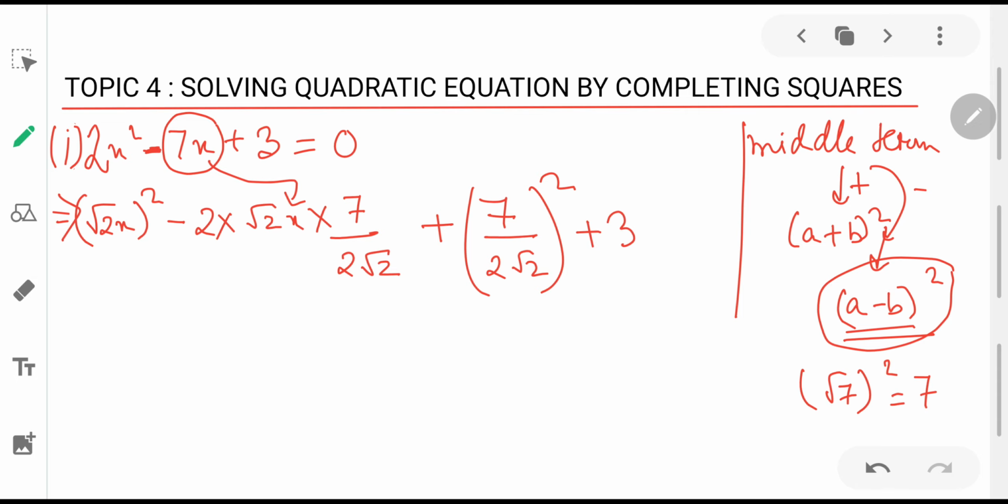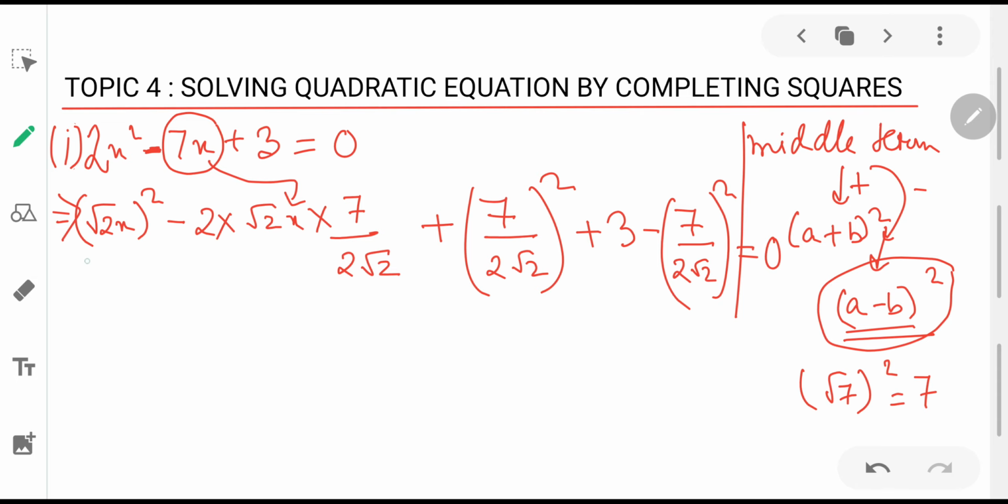But one thing should be remembered here: in the previous line we did not have (7 by 2 root 2) whole square. It was an addition. So since it was added extra, we need to remove it. How to remove it? We have to subtract the additional term. What is the additional term? The additional term is minus (7 by 2 root 2) whole square equals to, of course, we have to give 0.